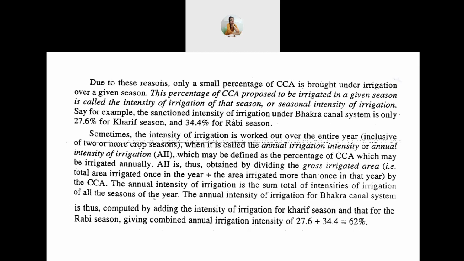AII is thus obtained by dividing the gross irrigated area, that is the total area irrigated once in the year plus the area irrigated more than once in that year, by the CCA. The annual intensity of irrigation is the sum total of intensities of irrigation of all the seasons of the year. The annual intensity of irrigation for Bhakra Canal system is thus computed by adding the intensity of irrigation for Kharif season and that for the Rabi season, giving a combined annual irrigation intensity of 27.6 plus 34.4, which is equal to 62%.